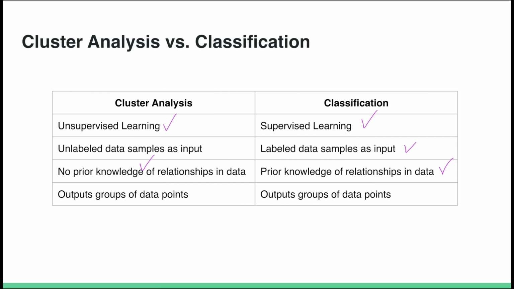And both of them output groups of data points. So cluster analysis just gives us a bunch of groups without telling us what the significance of those are. And with classification, we're basically taking the data and splitting it into multiple predetermined groups as kind of set forward in our training data.